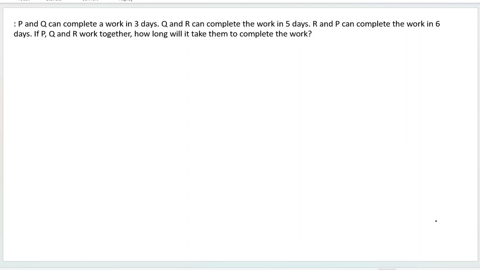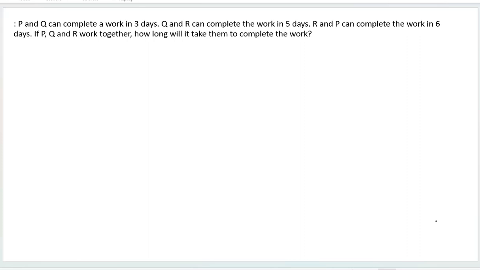Now we solve another problem. P and Q can complete a work in 3 days. Q and R can complete a work in 5 days. R and P can complete a work in 6 days. PQR work together. How long will it take for them to complete the work?